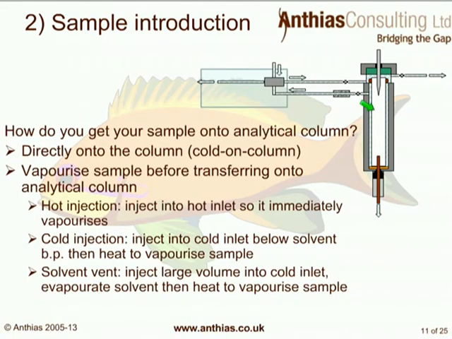As soon as the sample is introduced, it will immediately vaporize and be transferred onto our column. A cold injection means that we inject our sample into our inlet below the boiling point of the solvent. We then heat the inlet and transfer the analytes onto the column. Or if we wanted to introduce a very large volume of solvent, we could inject that large volume into the GC inlet in cold mode. We then vaporize the majority of the solvent out of the split exit, and then we close the split exit, heat the inlet, and transfer the remaining concentrated analyte onto the column for separation and detection.